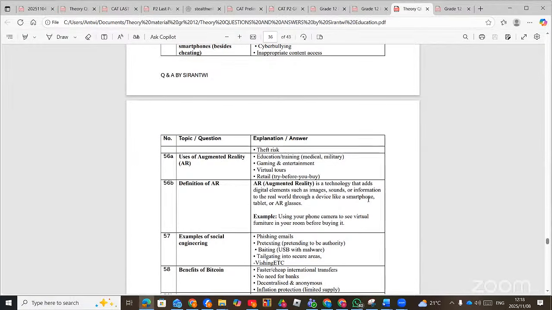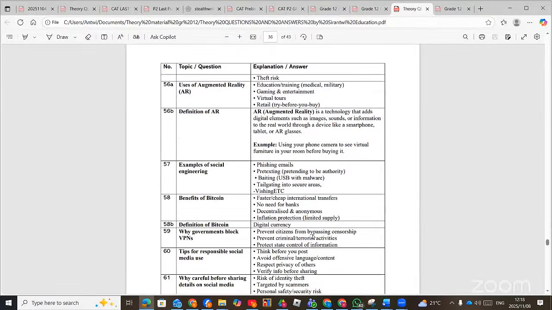So they augment. Augment means adding. So they add digital elements like images and sound into the real world, like a smartphone, tablet, and AR glasses. So when you use your smartphone camera to see virtual furniture in your home before you buy it, it is part of AR. But then you must know the advantages: social engineering examples, benefits of Bitcoin or cryptocurrency.